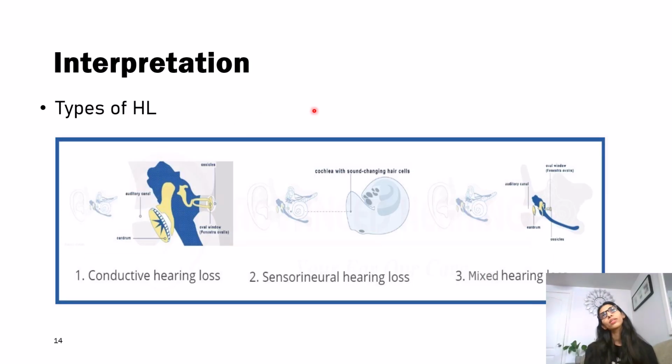Then, so we got the degree of loss. Now you have to find out what is the type of hearing loss. So based on the comparison between air conduction and bone conduction, we can determine whether the person is having conductive hearing loss, that is whether the outer ear or middle ear is affected, or it can be sensory or neural hearing loss, depending on whether the cochlea or the auditory nerve is affected, and it can be mixed hearing loss. So based on the results, we will categorize it into conductive, SNHL, that is sensory neural hearing loss, or mixed hearing loss.